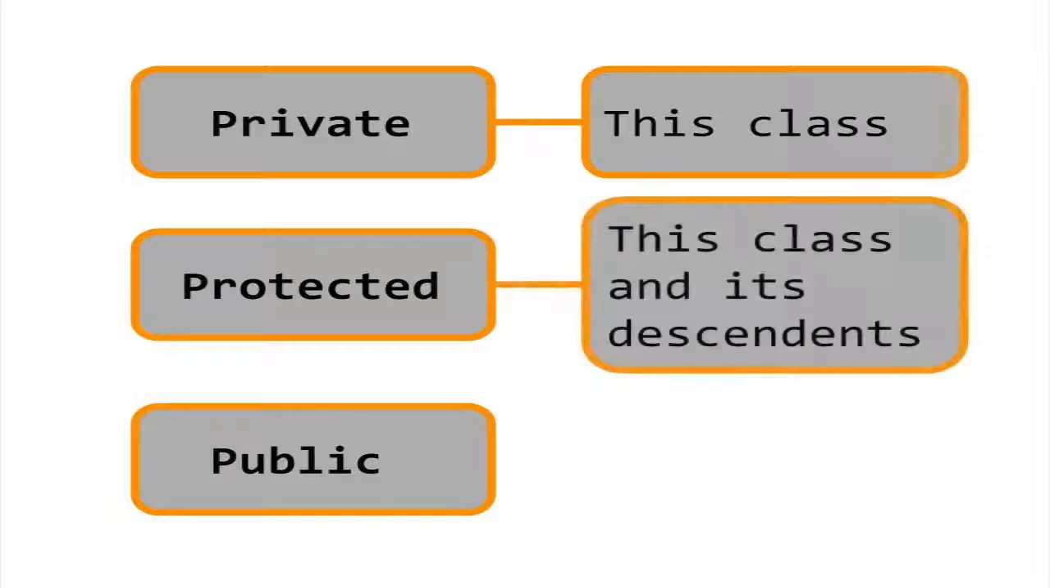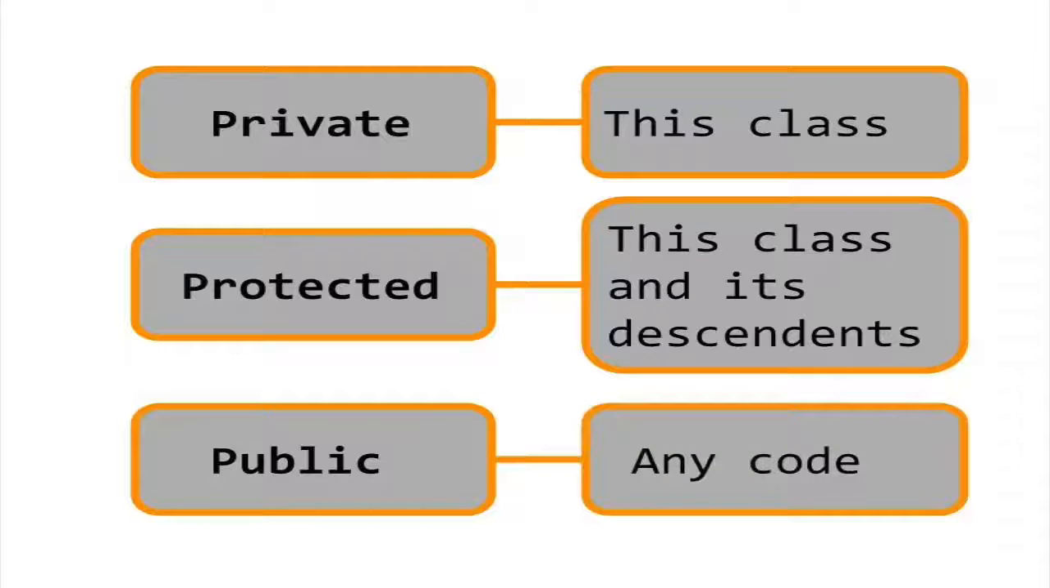Protected means that the class members are only visible to the class and its derived classes. Protected is used in inheritance chains. We will cover inheritance in the next tutorial in the object-oriented programming series.